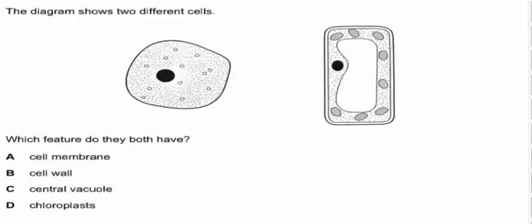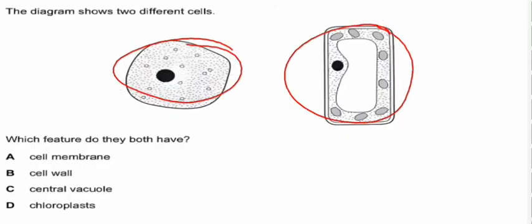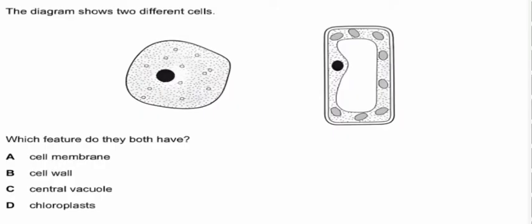The next one. The diagram shows two different cells. So we have an animal cell and the plant cell here. Which feature do they both have? So they both have cell membrane, not cell wall, or central vacuole. This one here is the central vacuole, but an animal cell doesn't have a central vacuole. What you can see from an animal cell here is just a nucleus. So the answer here is just going to be A, which is the cell membrane.